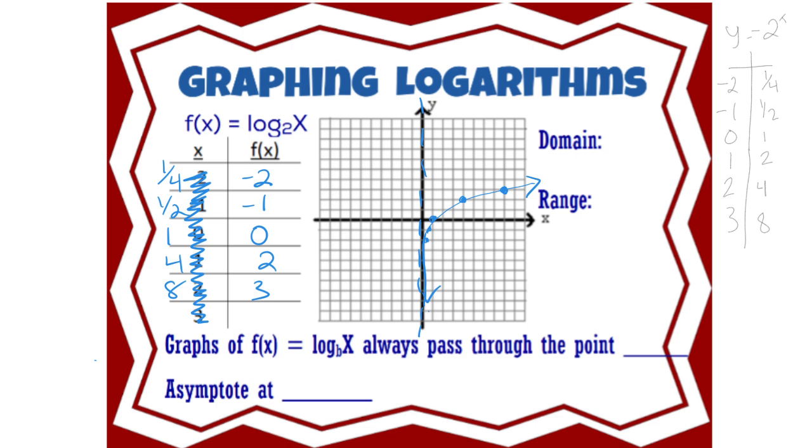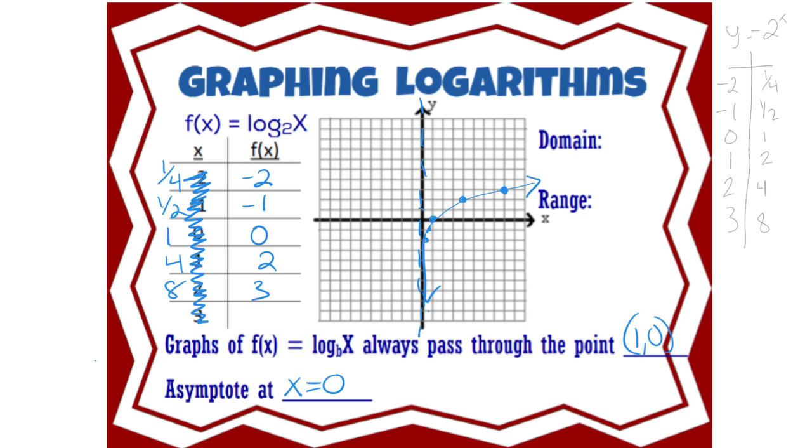So graphs of log graphs always pass through, now instead of crossing through right here, like exponentials, it crosses through right here. So it crosses through the point 1, 0 instead of 0, 1. Remember, x's and y's swap everything. My asymptote is no longer at y equals 0. My asymptote is now at x equals 0.